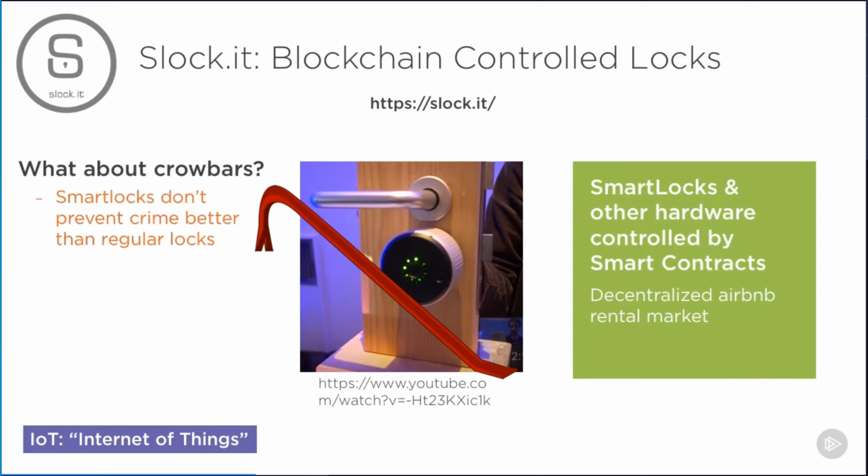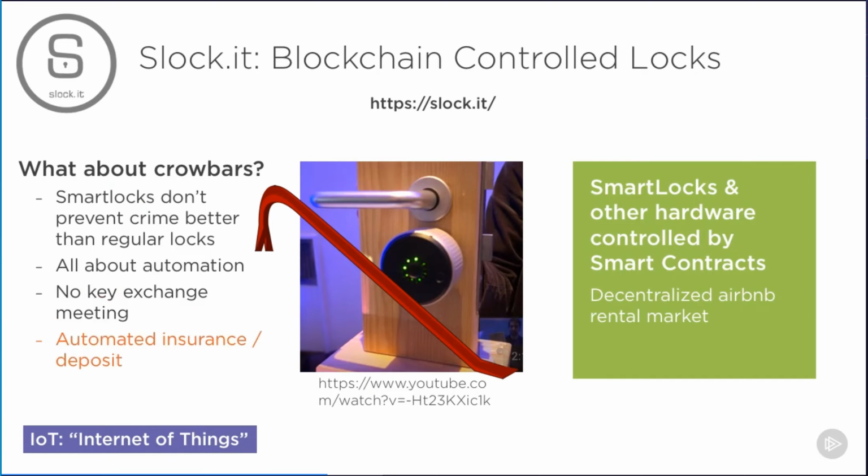First, this is not much different than a regular crime. The smart locks are no better than a regular lock. The main advantage of a smart lock is automation. There's no meeting to exchange keys, and importantly, any insurance or deposit arrangements are automatic. When someone wants to rent an apartment, they must post a deposit to a smart contract before the lock can be opened.